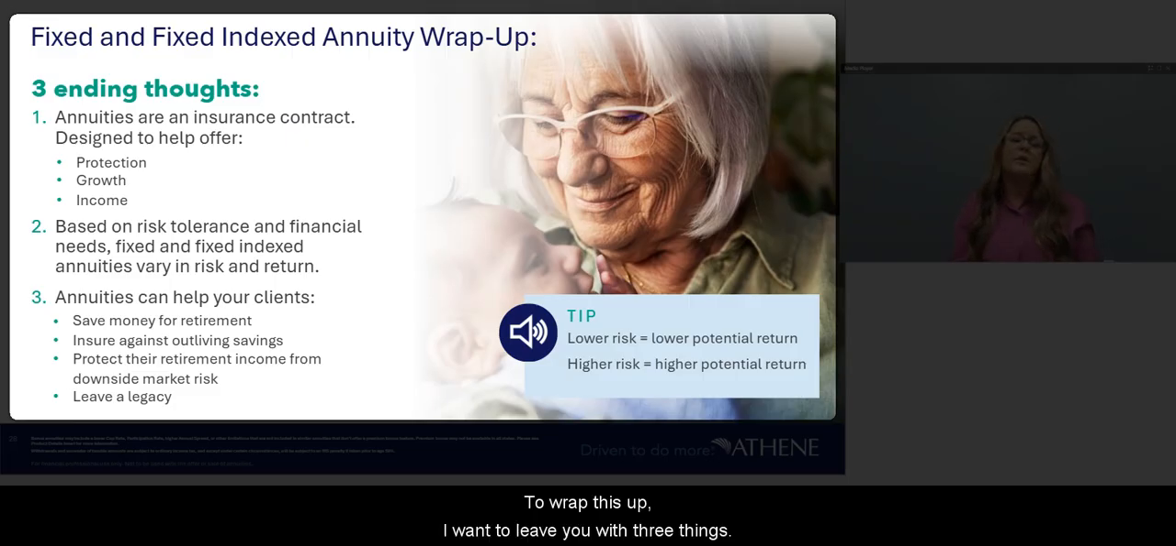To wrap this up, I want to leave you with 3 things. Annuities are an insurance contract. Clients insure many things from home to health to cars. Annuities can help protect one of their biggest assets, their savings. They allow for protection, growth, and income. Based on your client's risk tolerance and financial needs, fixed indexed annuities vary in risk and returns while still providing a lower risk than many other financial vehicles available.